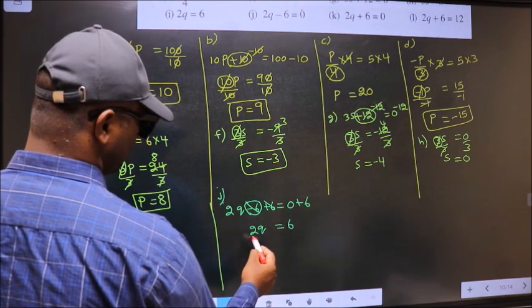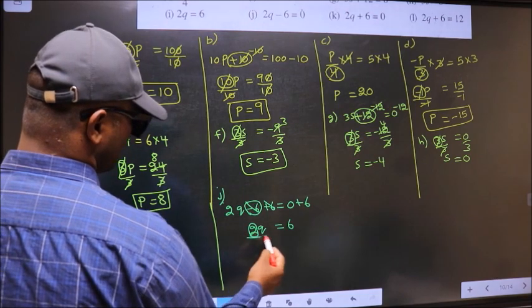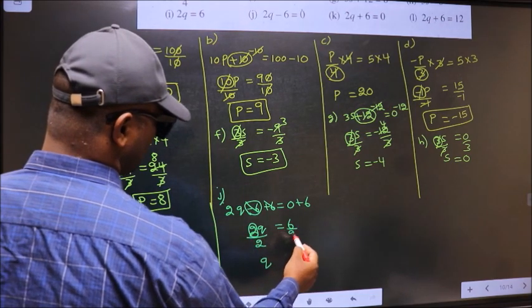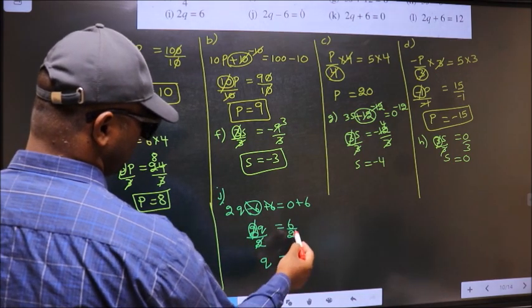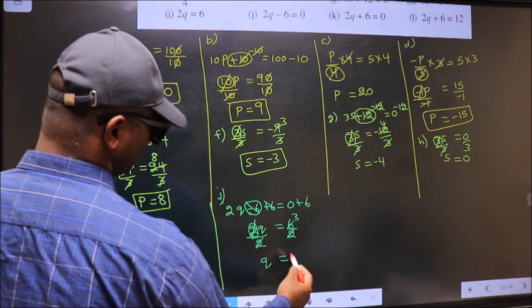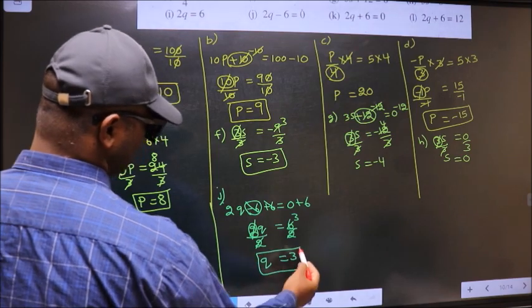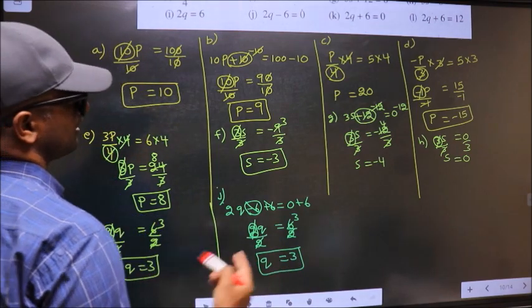Now to get q we should remove 2. So to remove 2 you should divide by 2 on both sides. So this cancels out, q equal to 2 ones are 2, 2 threes are 6. So q equal to 3 is our answer.